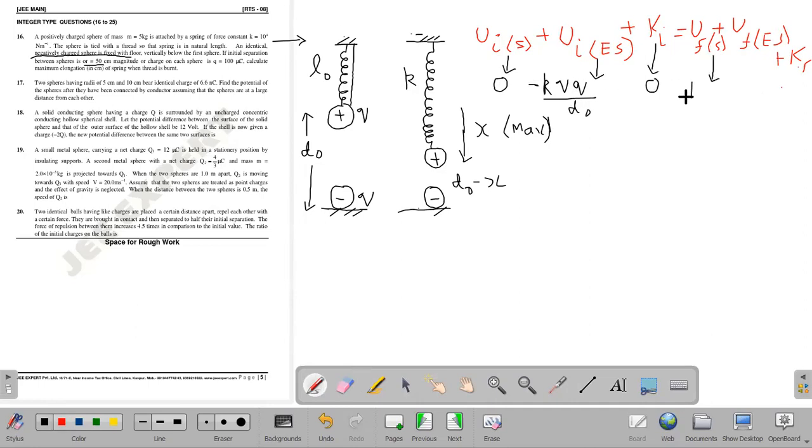Final spring energy can be written as half k x square. The final electrostatic energy between the two charges will be negative k q1 q2 upon the separation in the final stage, which is d naught minus x. And the final kinetic energy is also zero because the system comes to rest. If I start from rest, then finally it comes to rest, and just put the values, you will get your answer. 17th.